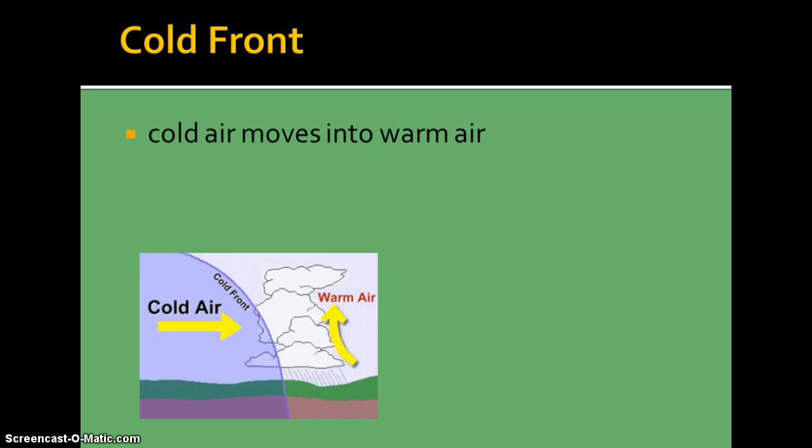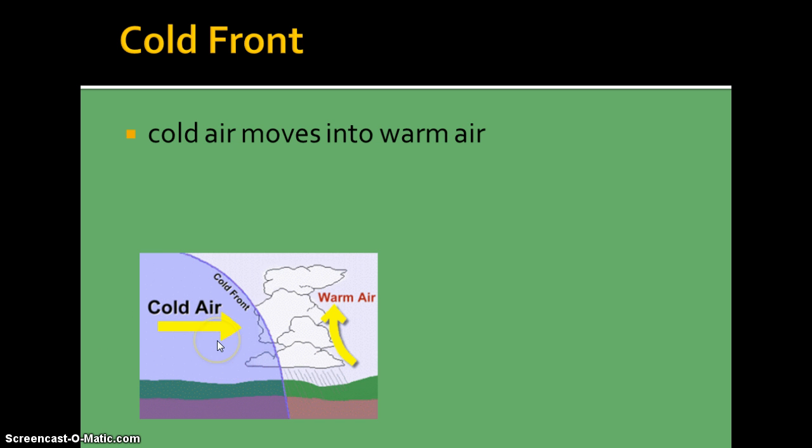A cold front is the opposite of a warm front. You have cold air that moves into warm air. And if you notice in the diagram, this happens at a much steeper angle. So what happens is you get these really tall cumulonimbus clouds. That warm air, because it's less dense, is going to rise. So you have warm temperatures followed by faster, heavy rains and storms.